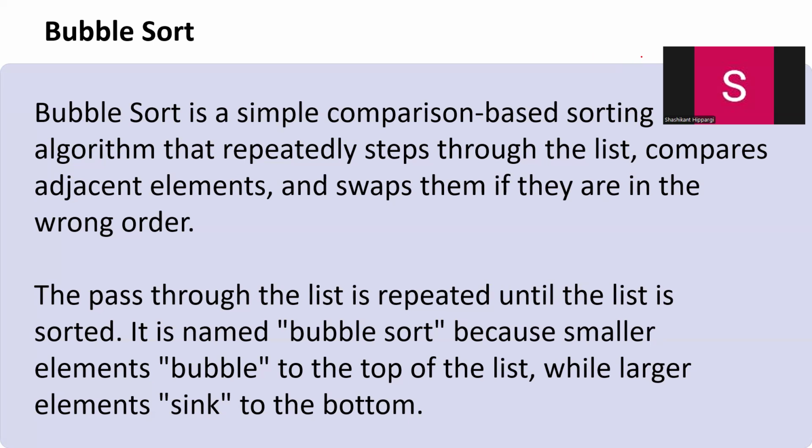For example, we compare the first element with the second one. Then the second element will be compared with the third one, the third with the fourth one. We repeat this process until all the elements are compared. We will see this with an example directly.